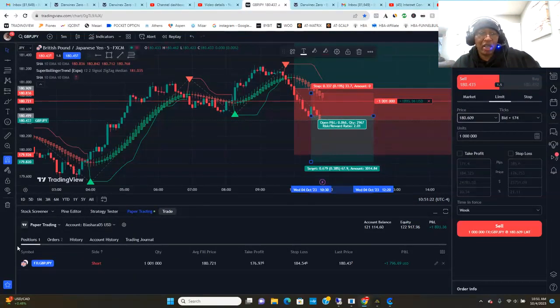You can see the green target at 179.820. So you just come here and put 179.820, and our stop loss would be right here.